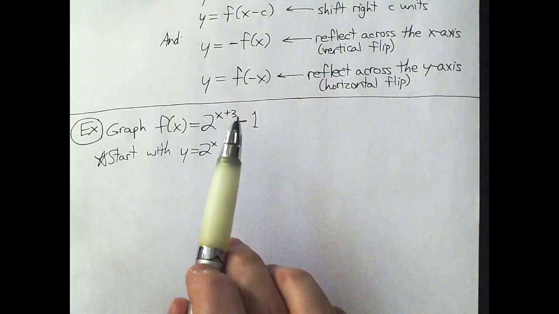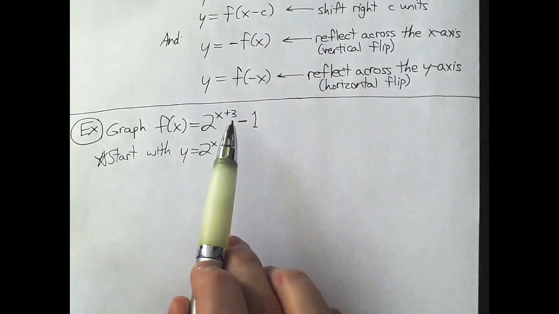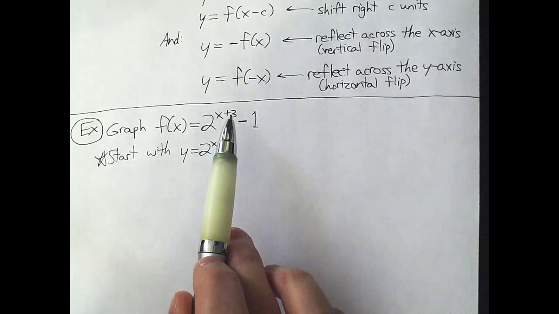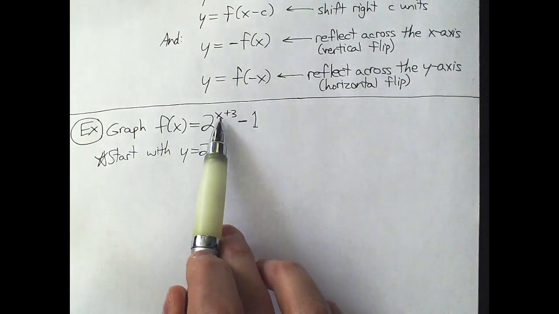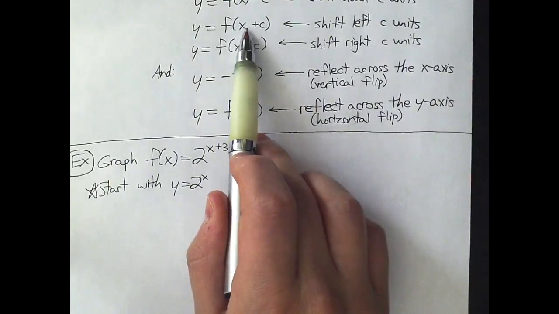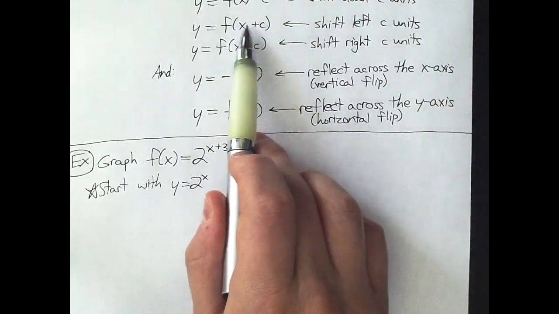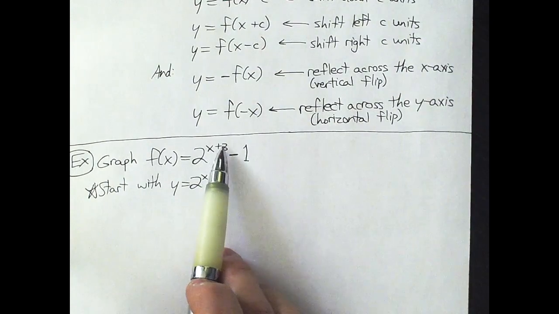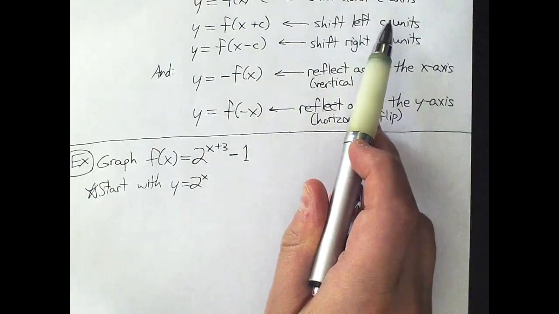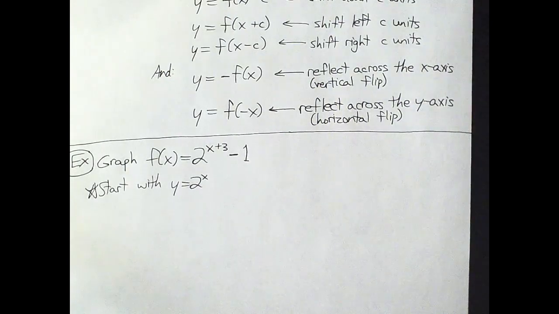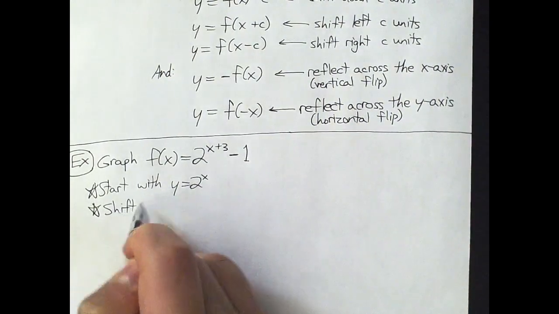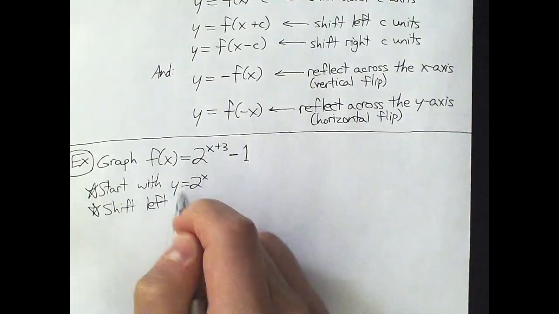Well, the plus 3 is up there in the exponent, so that should be happening first by order of operations. The plus 3 is attached to the x like this. It's x plus c, right? It's kind of like we have an x plus 3. So it's going to shift left 3 units. Let's write some of this. We're going to shift left 3.